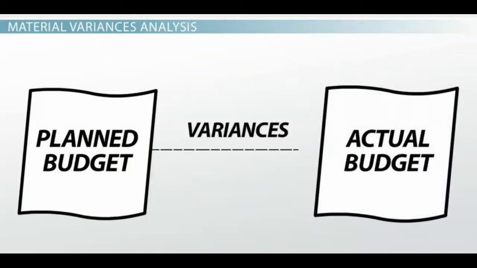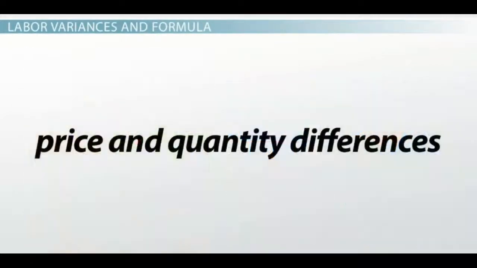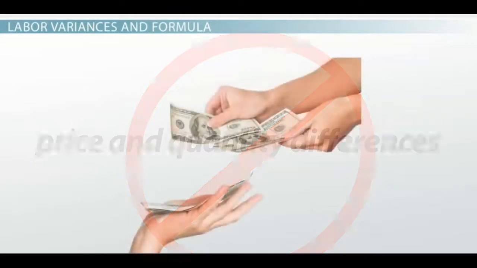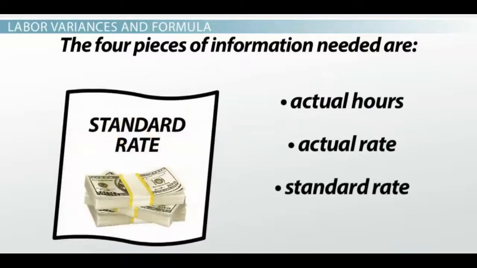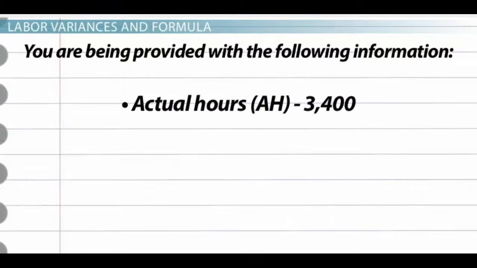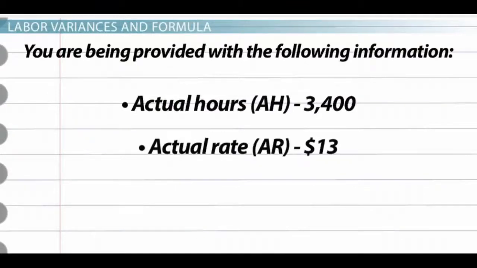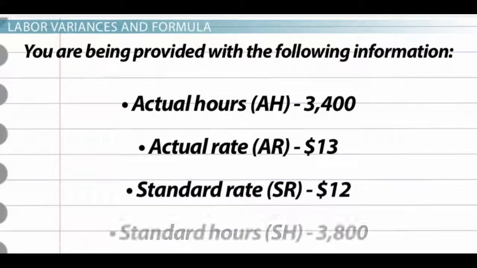Labor variances are very similar to the material ones, except that we are not looking at price and quantity differences, but instead are analyzing differences in the labor rates paid and efficiency used or not used. The pieces of information needed are actual hours, actual rate, standard rate, and standard hours. You are being provided with information that will help you assess the direct labor variance. Actual hours, AH, 3,400. Actual rate, AR, $13, standard rate, SR, $12, standard hours, SH, 3,800.